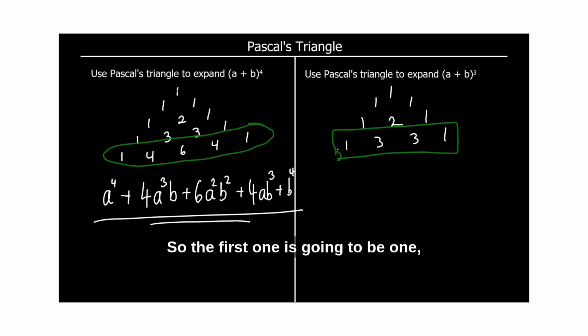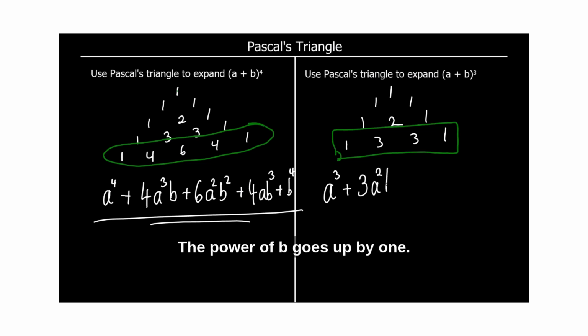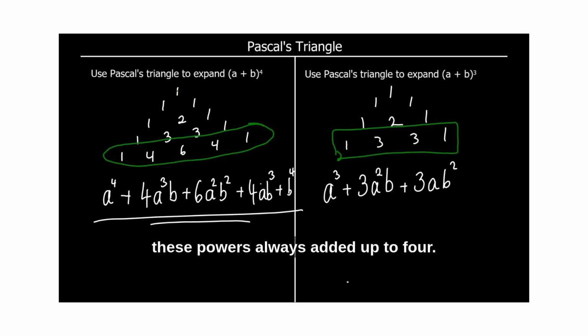So the first one is going to be 1, and it's just a cubed. The next one's a 3. The power of a goes down by 1. The power of b goes up by 1. We've got a 3 again. A goes down, b goes up, and they always add up to 3. And in the expansion, when we had the power of 4, these powers always added up to 4: 2 plus 2, 1 plus 3, 4 and 0. So when we've got a cubed, they're always adding up to 3.